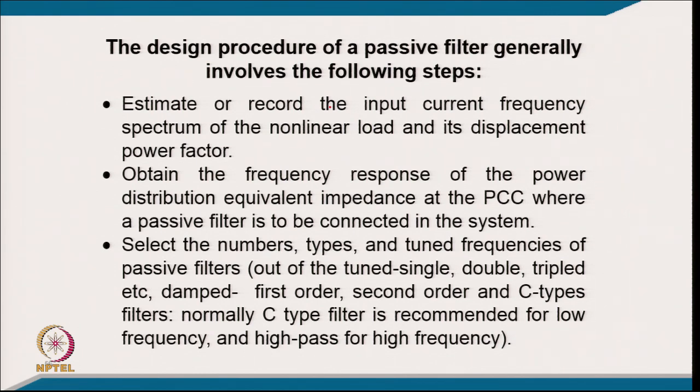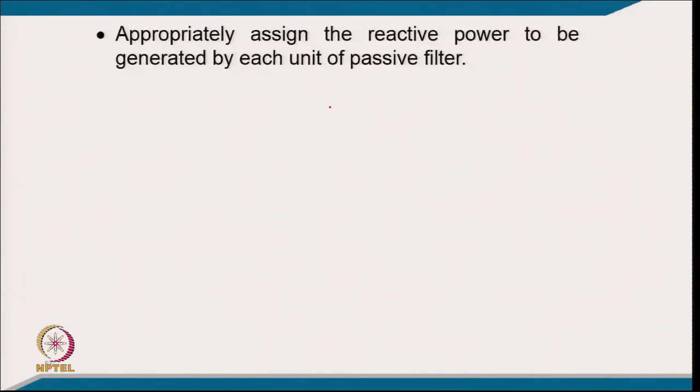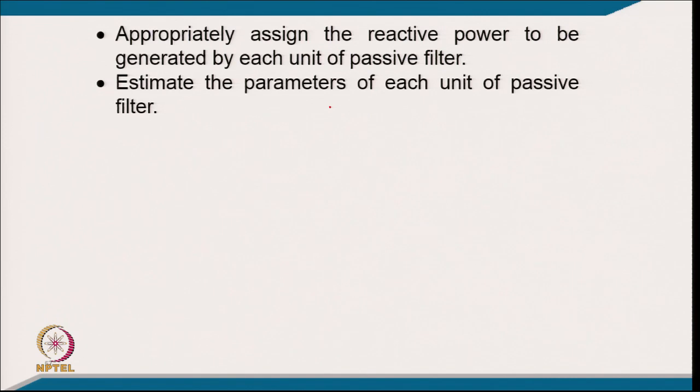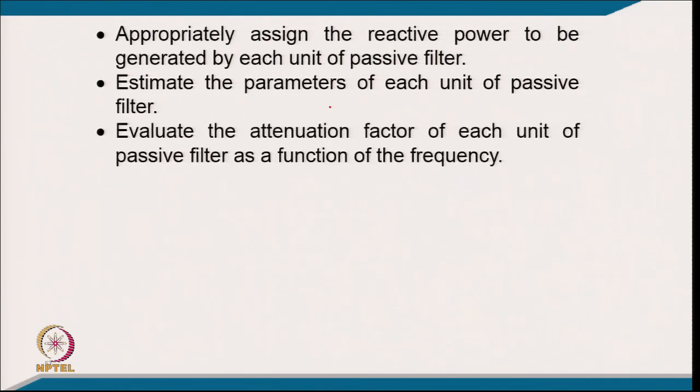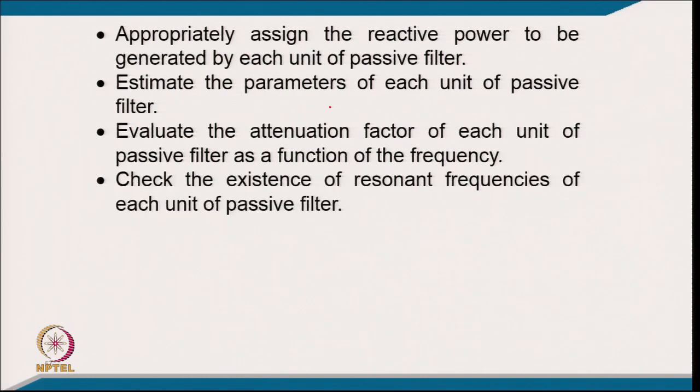Normally, C type filter is recommended for low frequency, and high pass for high frequency, and appropriately assign the reactive power to be generated by each unit of passive filter. Estimate the parameter of each unit of passive filter. Evaluate the attenuation factor of each unit of passive filter as a function of the frequency.